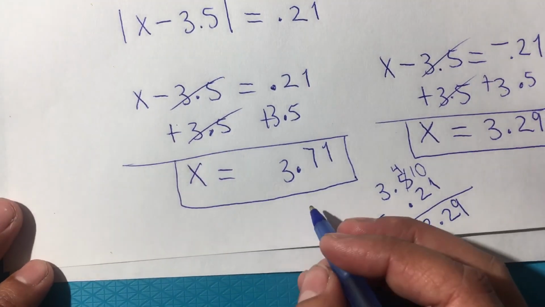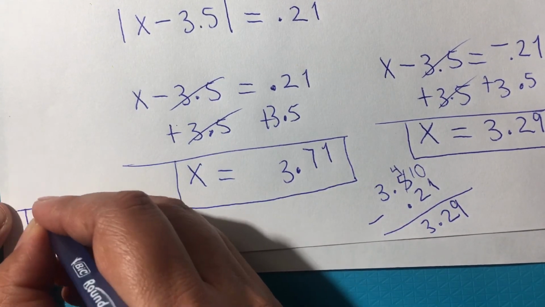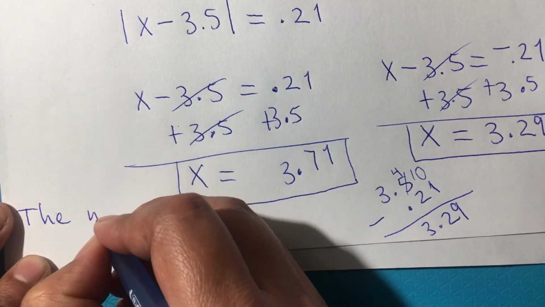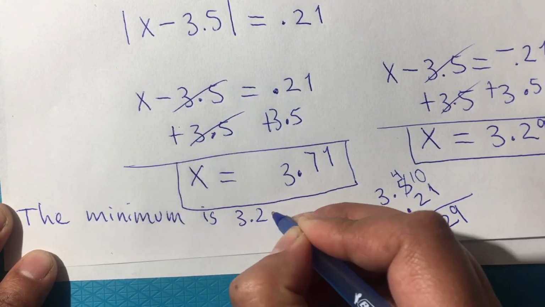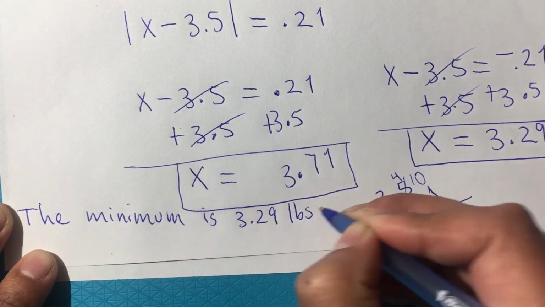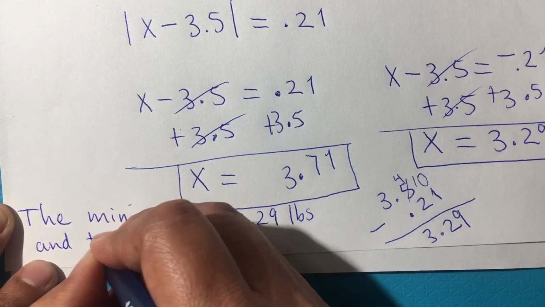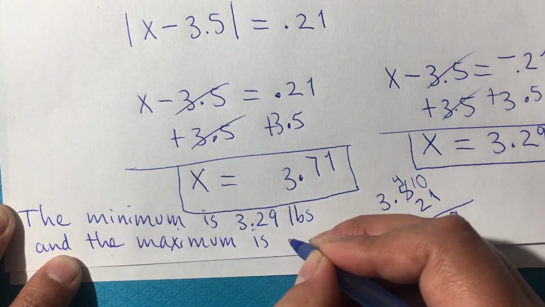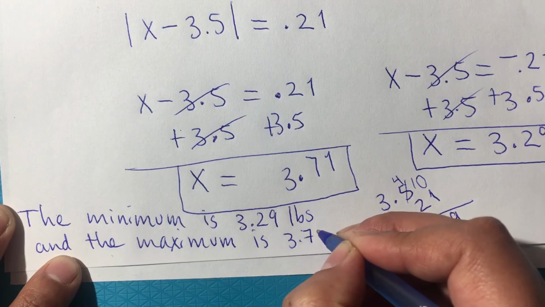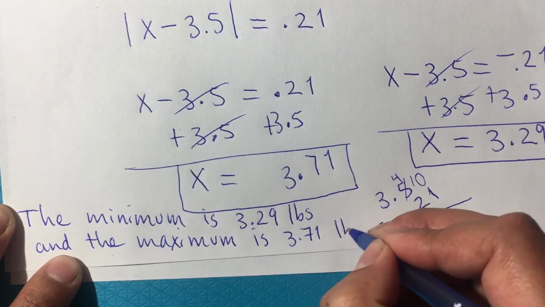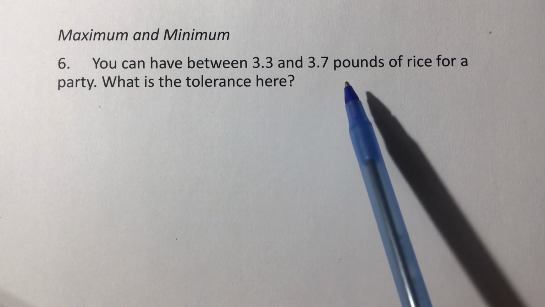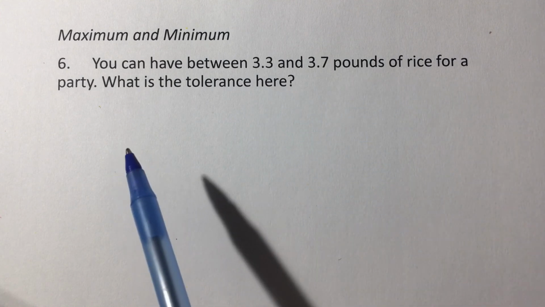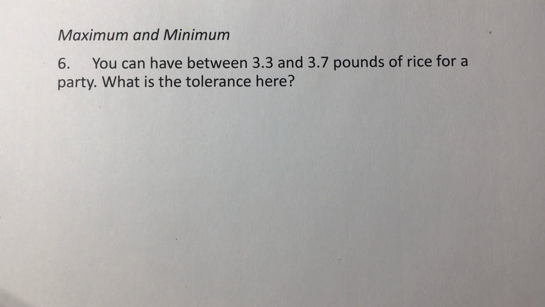And so the sentence, I'm not going to be able to fit it in here, but the minimum is 3.29 pounds and the maximum is 3.71 pounds. Number 6 says you can have between 3.3 and 3.7 pounds of rice for a party. What is the tolerance here?